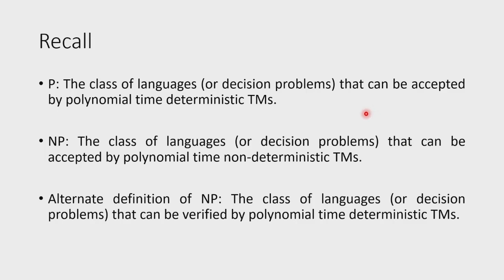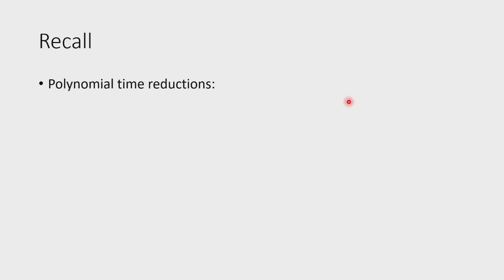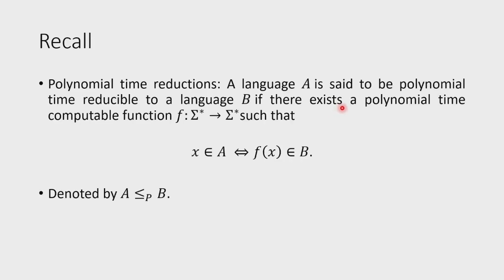Okay, so those were the classes P and NP. Now you would have also learned about polynomial time reductions. A language A is said to be polynomial time reducible to a language B if there exists a polynomial time computable function f from sigma star to sigma star, where sigma is the set of alphabets and sigma star is the set of all strings, such that x is in A if and only if f of x is in B. This is denoted by A polynomial time reduces to B. I hope everyone is clear with this definition of polynomial time reductions.